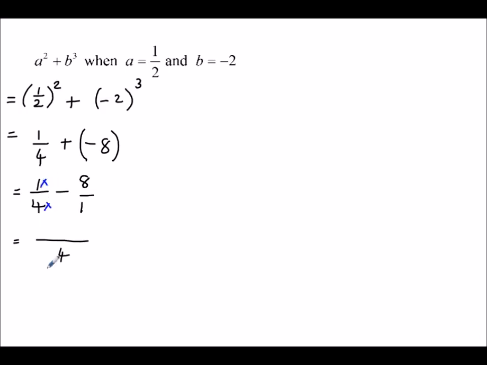1 times 1 is 1. So that will be 1 minus 8 multiplied by 4 will give you 32. 32 minus 1 is 31, but I had the biggest number of negatives, so it's negative 31 over 4. And you can leave it as an improper fraction.